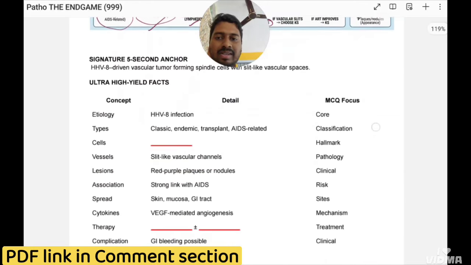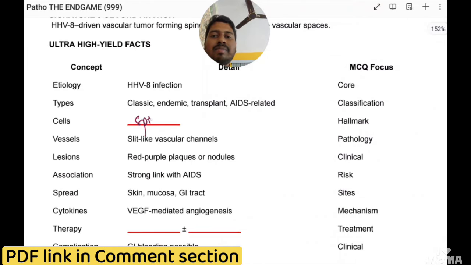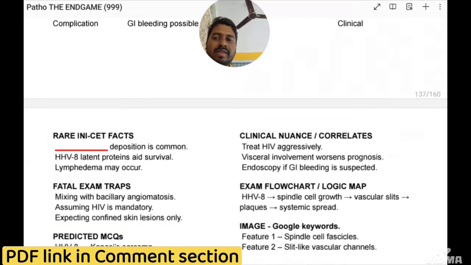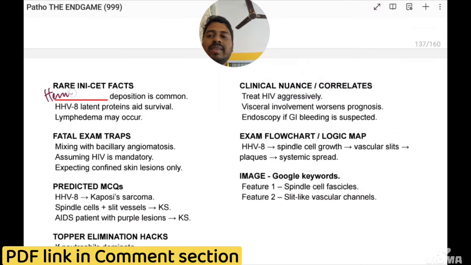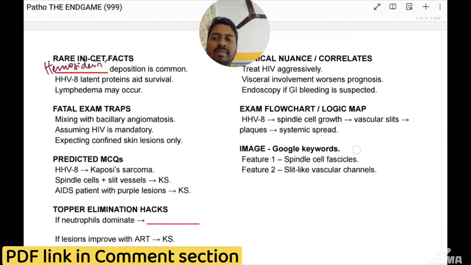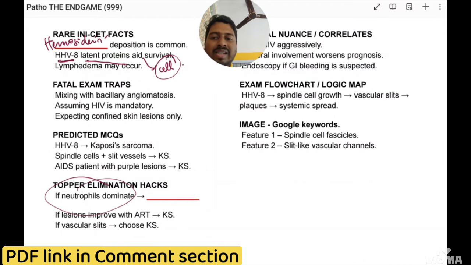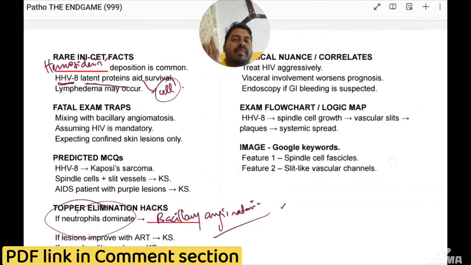So I think I have explained all. Let's solve. Which cells are the hallmark? Spindle cells. What is the therapy? ART plus chemotherapy. Chemo also will be used. What deposition is common? Hemosiderin. There is one important correction here: HHV8 latent proteins aid in cell survival, not overall patient survival. If neutrophils dominate, then we'll think of bacillary angiomatosis. If GI bleeding is suspected, we'll do endoscopy and treat the lesion.